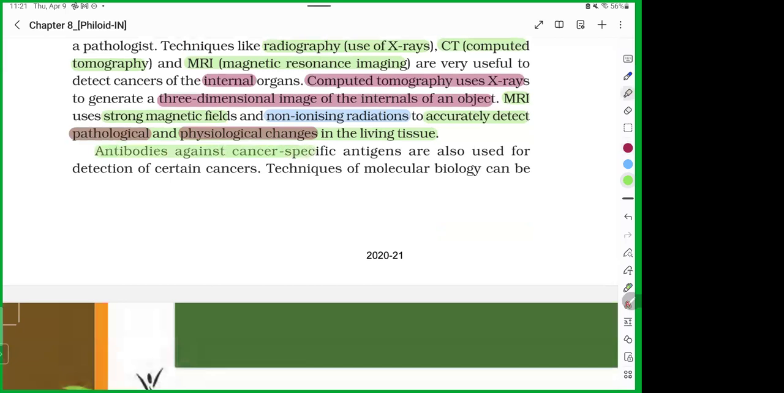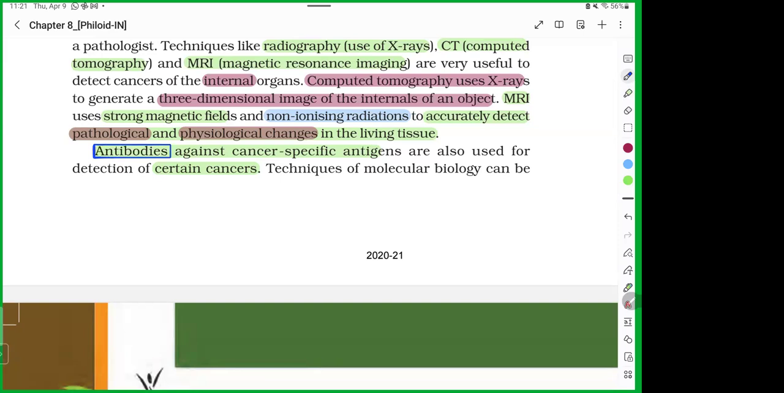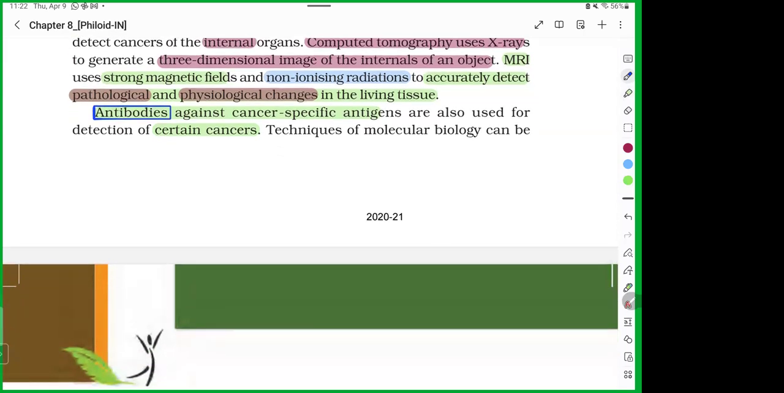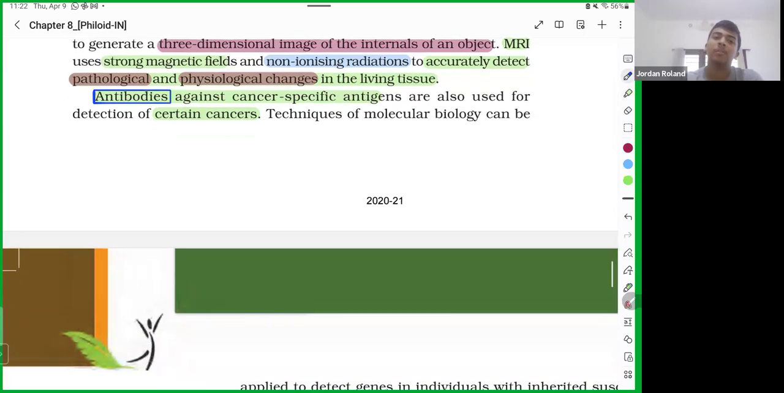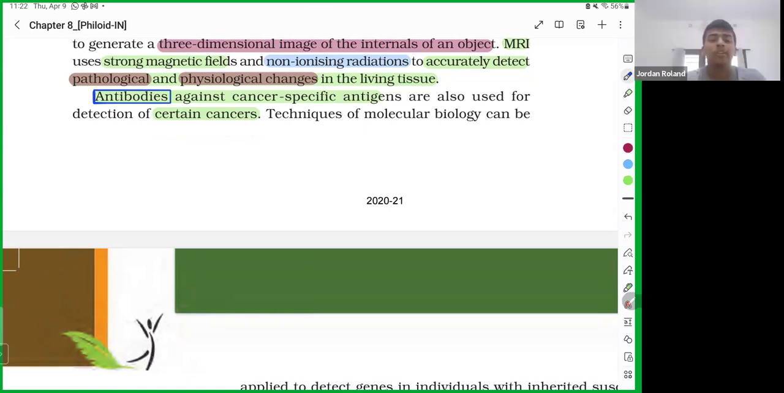Antibodies against the specific cancer can be used for the detection of certain cancers. Can you repeat what you said just now about the pathological and physiological changes? MRI can identify both pathological and physiological changes in the tissue. Okay, but how does it identify pathological changes? Pathological change means if an organism is causing disease, it can identify because the MRI image will come different. If there is a physiological change, for example, extra HCl is produced or excessive mucus is produced, then there will be a different slide of MRI.